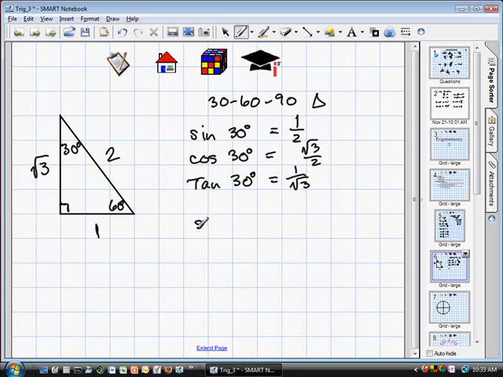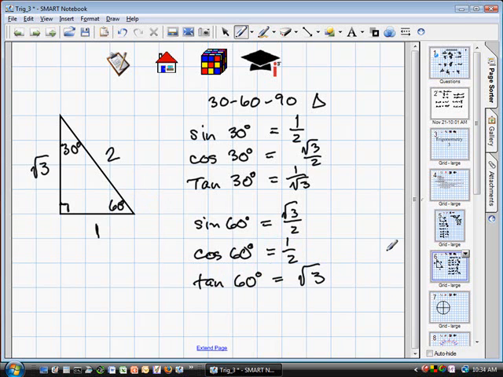Okay, and then we also know, what's the sine of 60? Now I got to look down here. Leg opposite is now over there, square root of 3 over 2. Cosine of 60 is the leg adjacent, 1 over 2, and the tangent of 60, leg opposite over leg adjacent. Okay, again, no calculators.